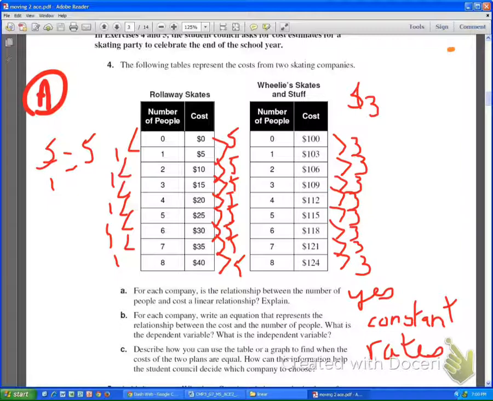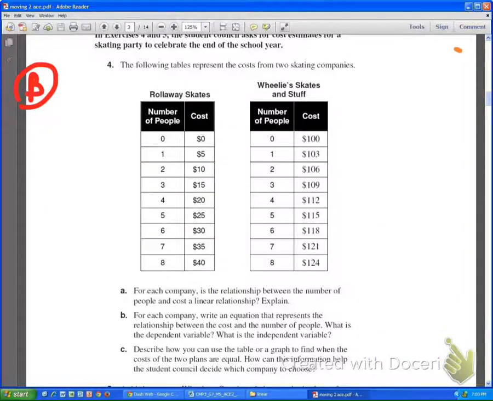B, for each company, write an equation that represents the relationship between the cost and number of people. What is the dependent variable? What is the independent variable? First, the equation. At Rollaway Skates, if there's 0 people, there's 0 cost, and the constant rate of change was 5 every time. So C, the cost, is equal to 5 times P, P representing the number of people.